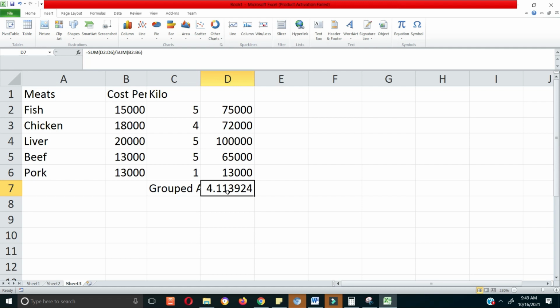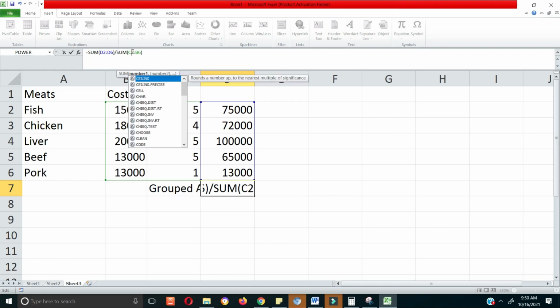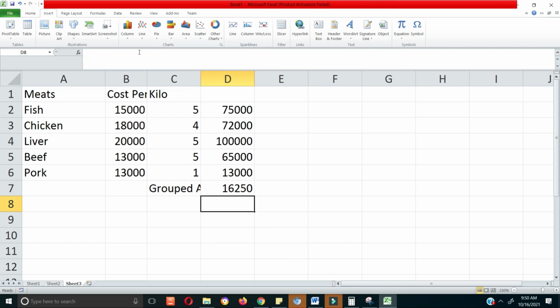Did I get it right? So you have the cost per kilo divided by the number of kilograms, sum C2 to C6, and this gives you the average. So on average, the cost per kilo is going to be 16,250 shillings, right? That's the cost per kilo overall, regardless of the type of meat.